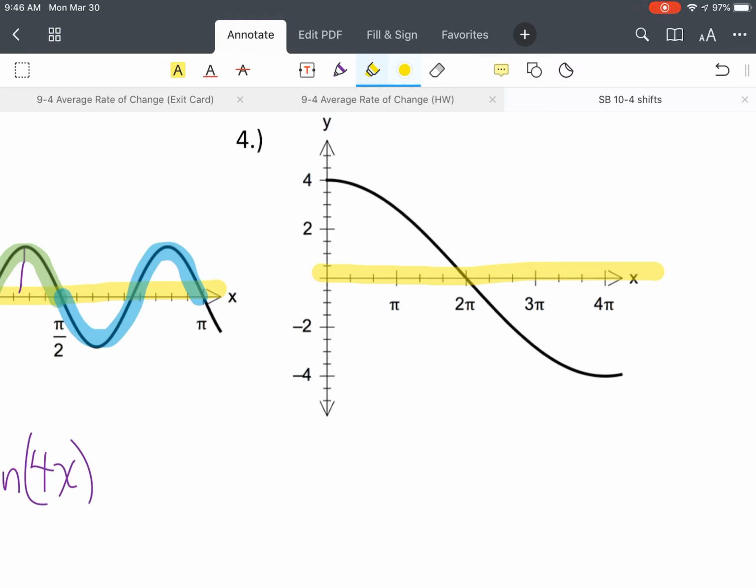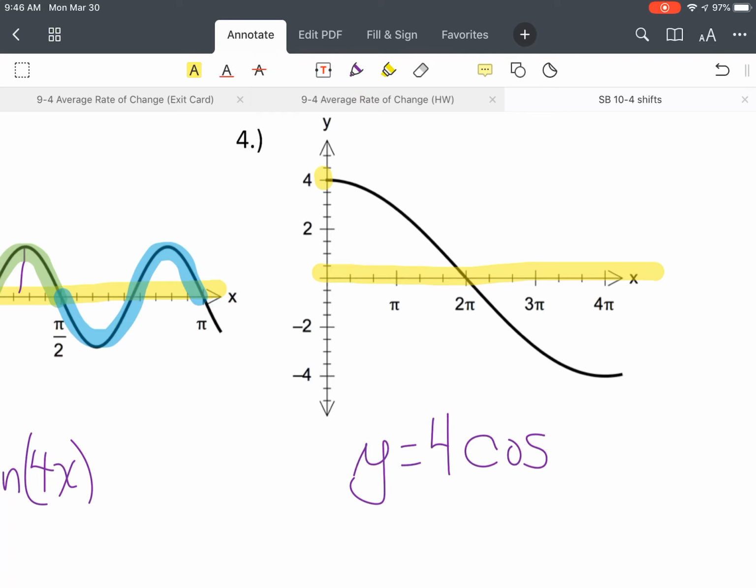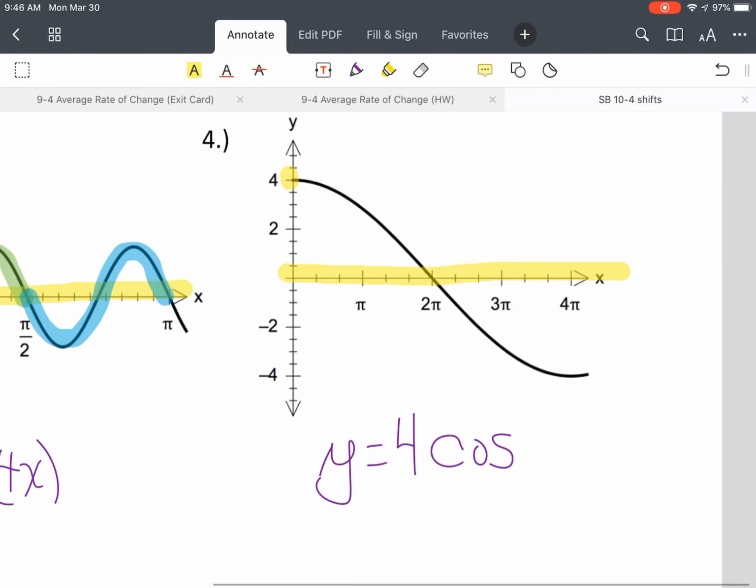All right, this is a cosine because it does not start at the midline. It starts up at the highest. Okay, it has an amplitude of 4, so it's 4 cosine, and it starts up high, which means it's a positive cosine. Okay, this one might be a little trickier.